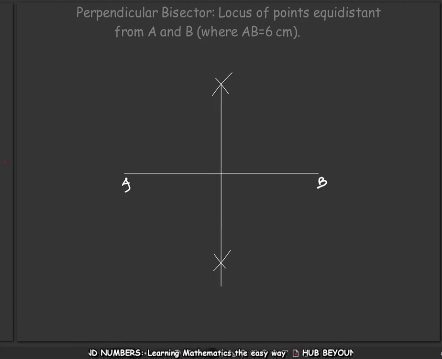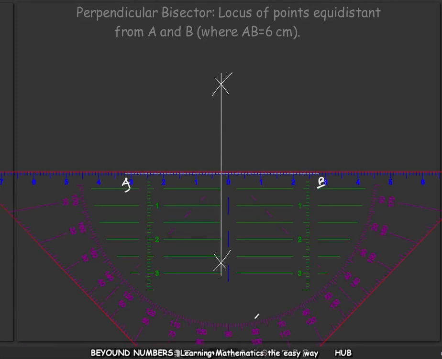That is it. So after drawing your line, you can choose to measure and see if it is really equidistant. So I'll be measuring mine over here with my ruler.